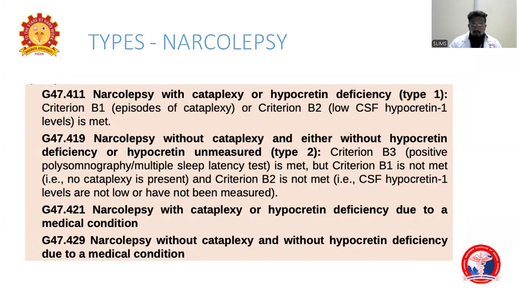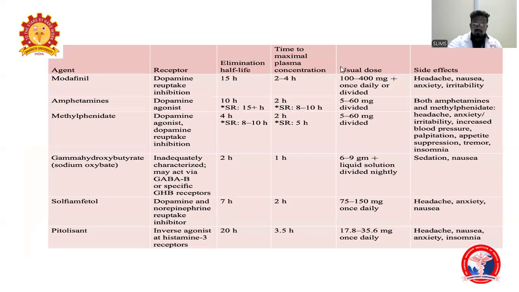So the types of narcolepsy are: narcolepsy with cataplexy or hypocretin deficiency, narcolepsy without cataplexy, either without hypocretin deficiency or with hypocretin unmeasured, narcolepsy with cataplexy or hypocretin deficiency due to a medical condition, or narcolepsy without cataplexy and without hypocretin deficiency due to medical conditions.